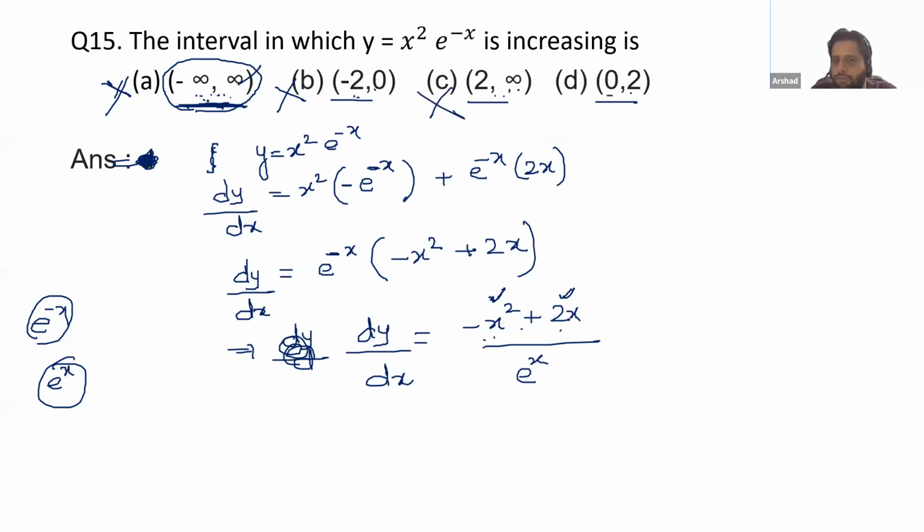D is correct, 0 to 2. You have to put a positive value, and this number is very small, 0 to 2, so the maximum you can take is 1.9. Because of 1.9, this will be less, this will be greater. Hence, this will be an increasing function. This is clear to everyone.